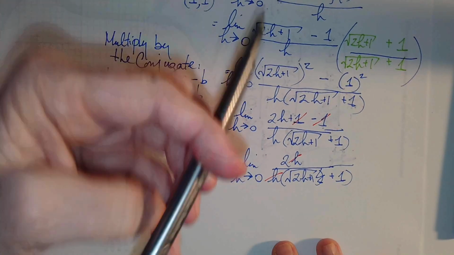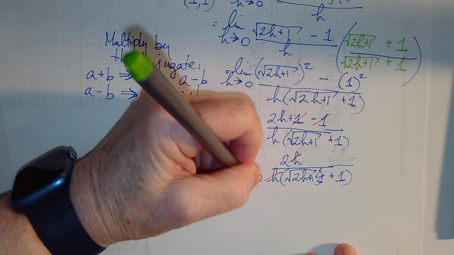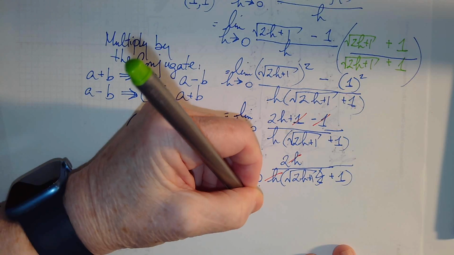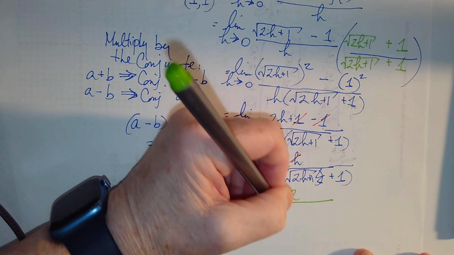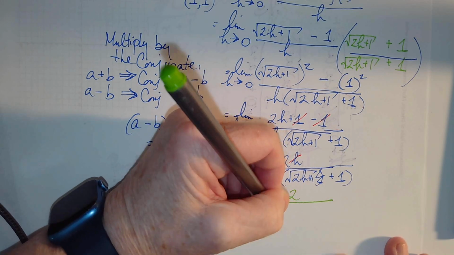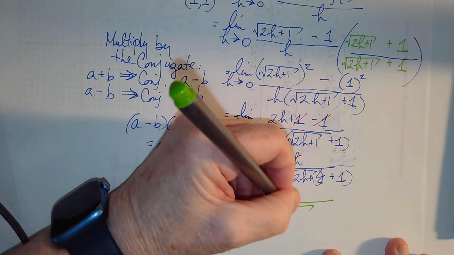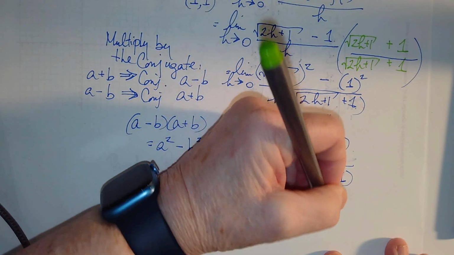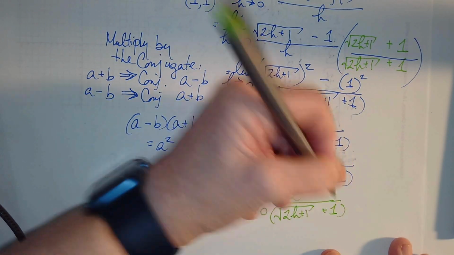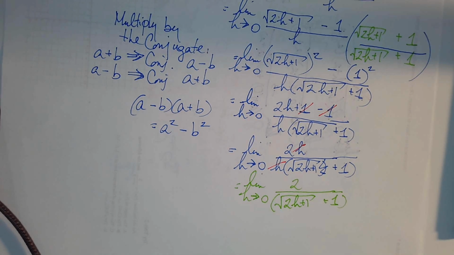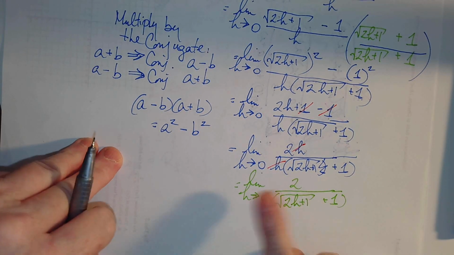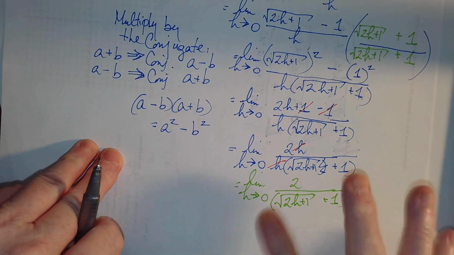Now we have the limit as h goes to 0 of 2 over, let's see, square root of 2h plus 1 plus 1. Is that right? And we are now going to let h be 0, because I can let h be 0 and have a defined fraction.